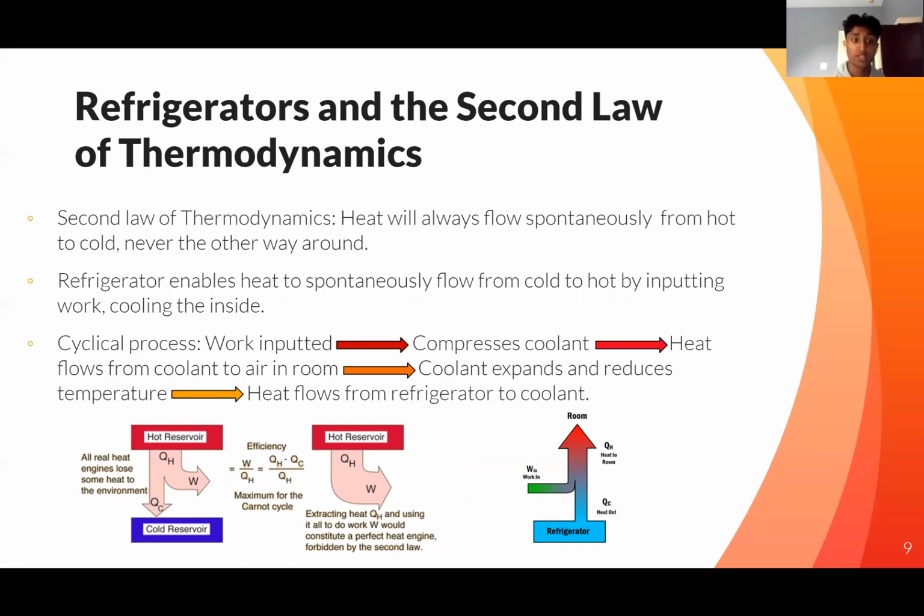This cyclical process works by work being inputted, which compresses a coolant, increasing the temperature above the room's temperature. Heat then flows from this coolant to the air in the room, reducing the temperature of the coolant itself. Then the coolant expands and it cools down below the temperature of the refrigerator. And from there, the heat flows from the refrigerator to the coolant, decreasing the temperature inside.